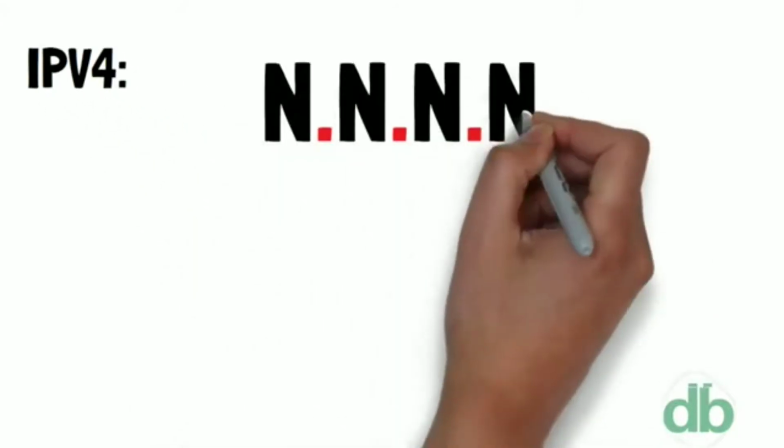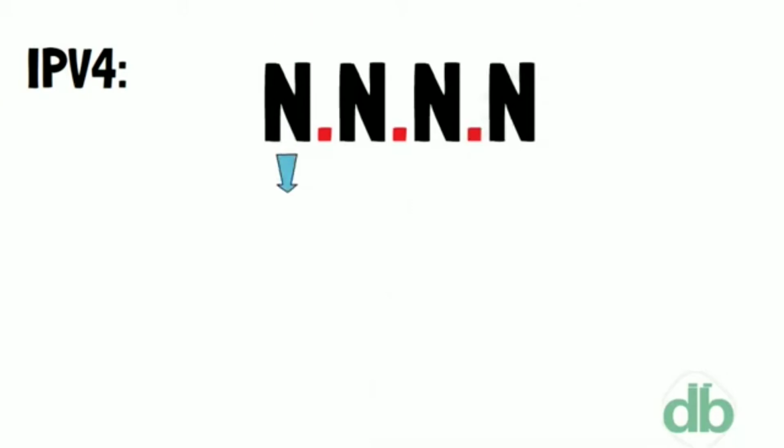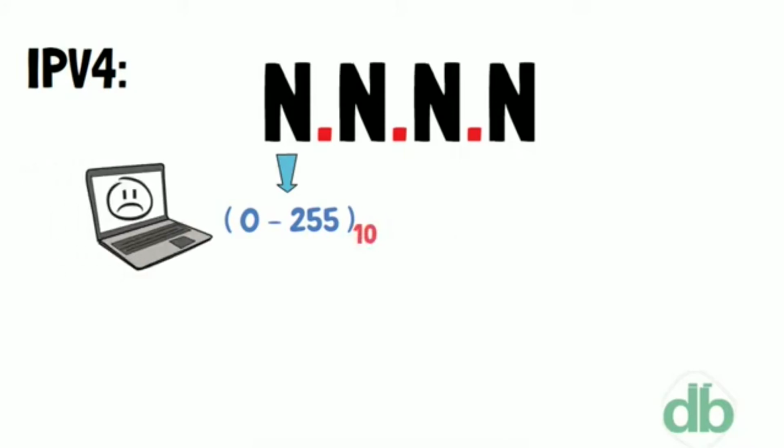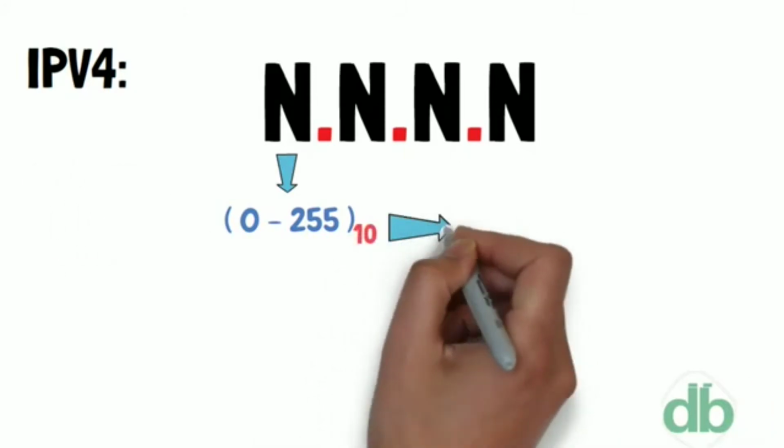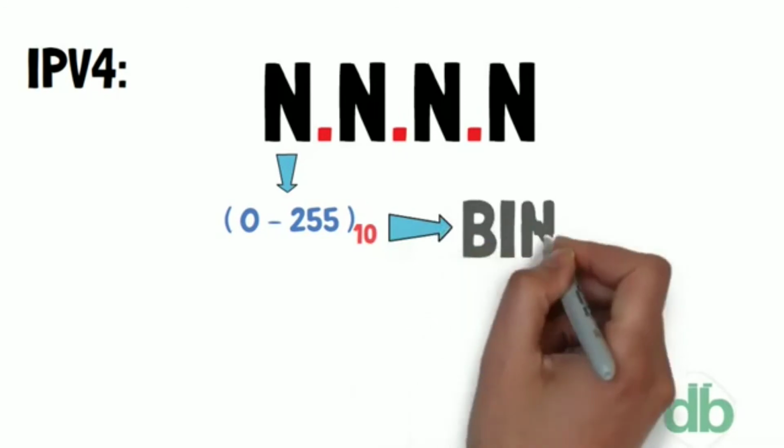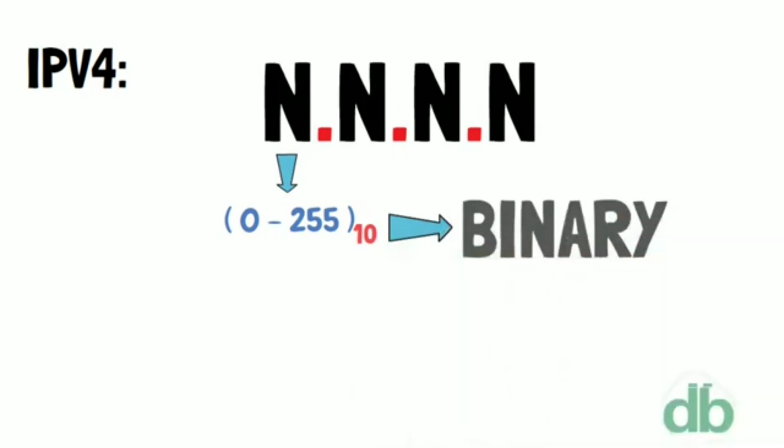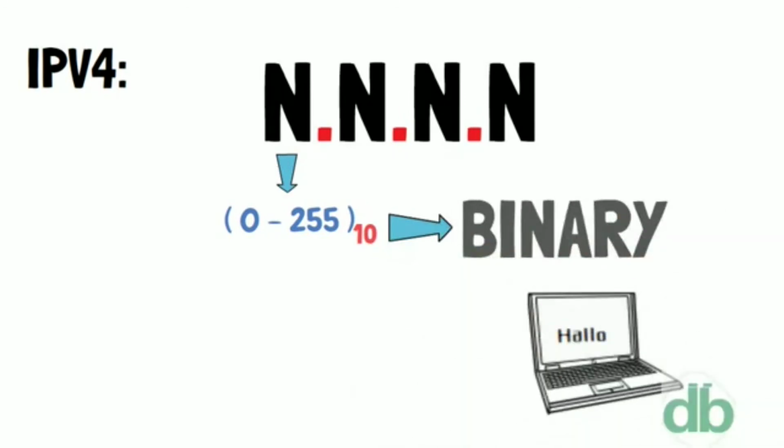Internet Protocol version 4 consists of 4 numbers separated with a dot. Each number can range from 0 to 255 in decimal numbers. But computers do not understand these decimal numbers. So, these numbers are converted to binary form, which is computer understandable. Therefore, in binary this range can be written like this.